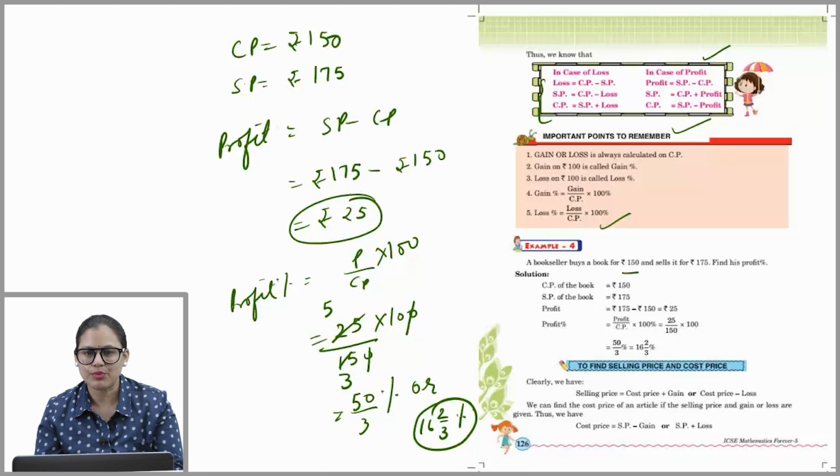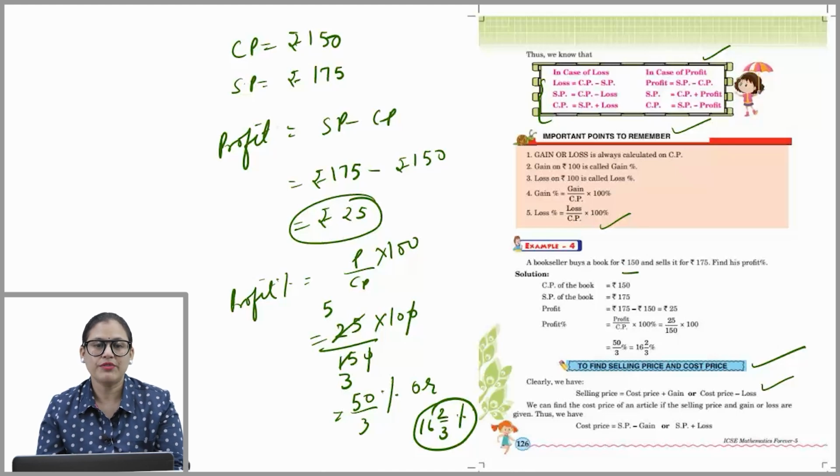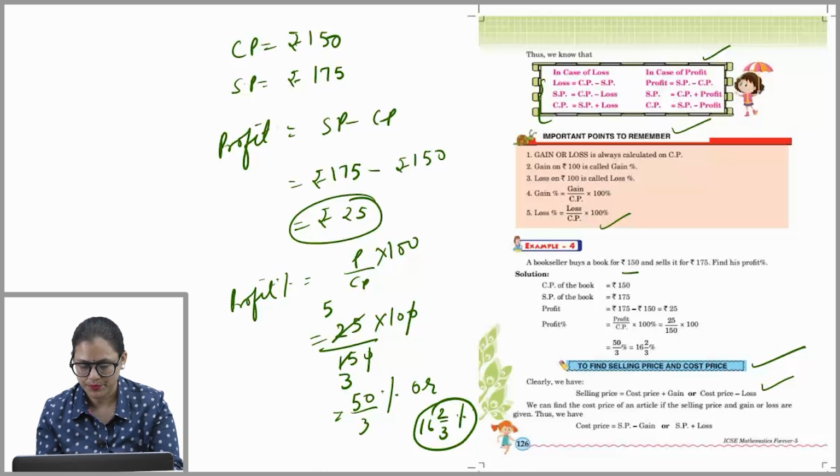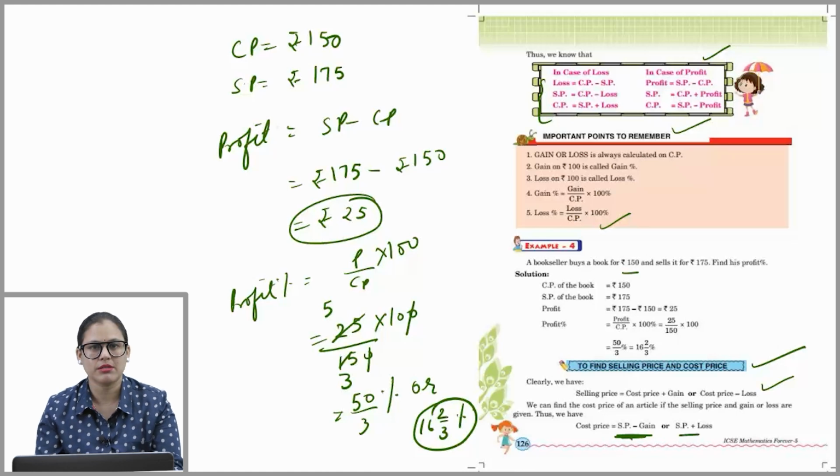To find selling price and cost price, clearly we have selling price is equal to cost price plus gain, or cost price minus loss. So we can find the cost price of an article if the selling price and gain or loss are given. Thus we have cost price is equal to SP minus gain or SP plus loss.